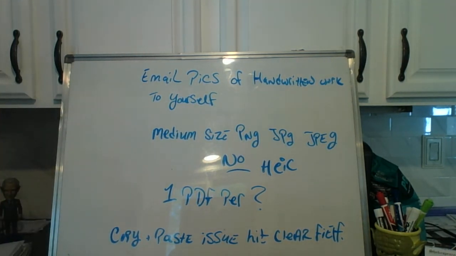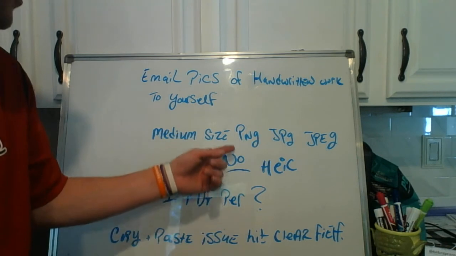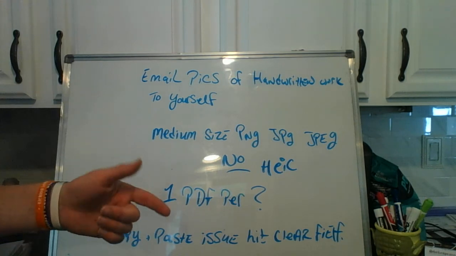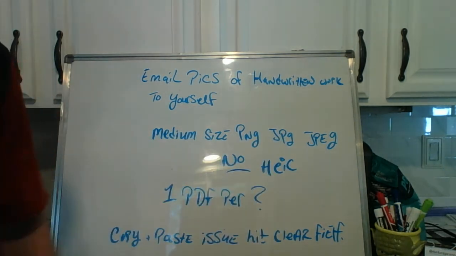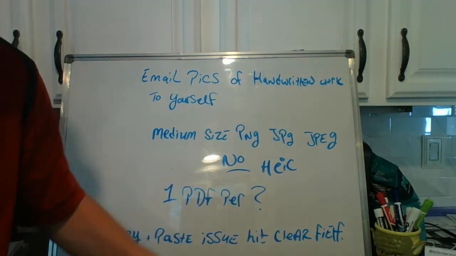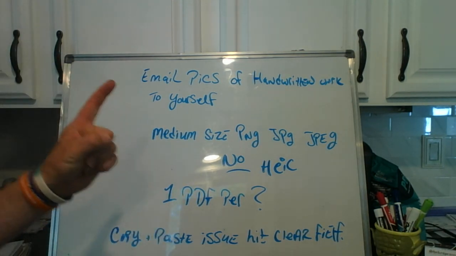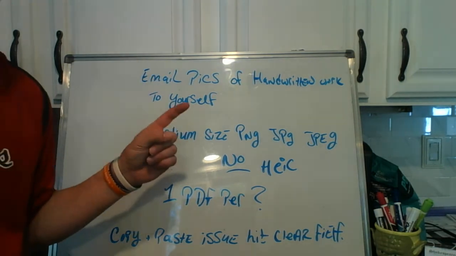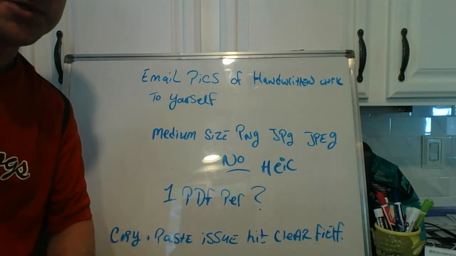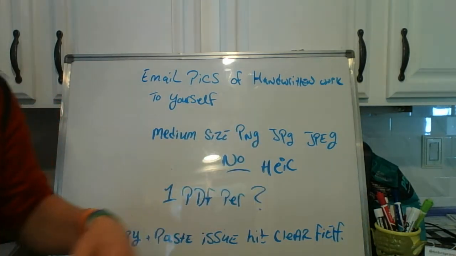If you do take a picture, make sure it's medium size. I don't know what most of these things mean. You might. Make sure it's either PNG, JPG, or JPEG. That sounds kind of familiar. But they said no HEIC, whatever that means. If you're taking pictures, don't do it in a version that's HEIC. If you're putting pictures on a PDF, one PDF per question, and if there are multiple pictures on that PDF, make sure they're in the order that the questions go. So like A1, A2, A3, B, B1, B2, like that.